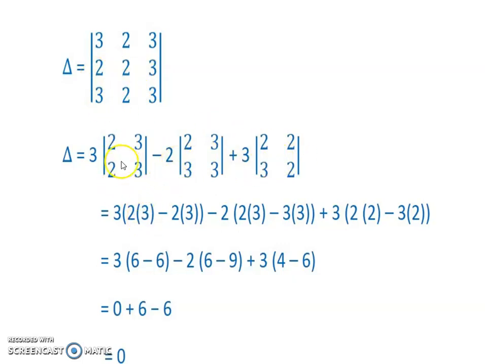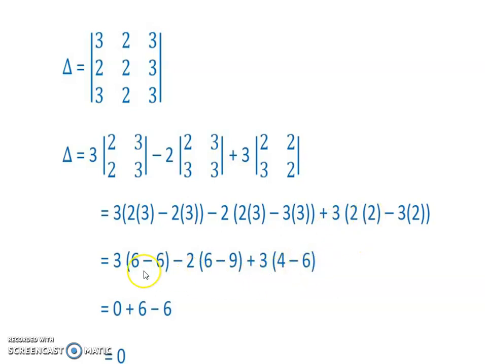2 into 3, 2 into 3. Middle is minus and 3 remains the same. Minus 2, 3 minus 2 into 3. Second term, minus 2 remains the same. 2 3, 3 into 3. Next plus 3. 2 2, 3 into 2. We know that 6 minus 6, minus 2 remains the same. 6 minus 9, be careful, 3 into 3 is 9. Next 3 remains the same.